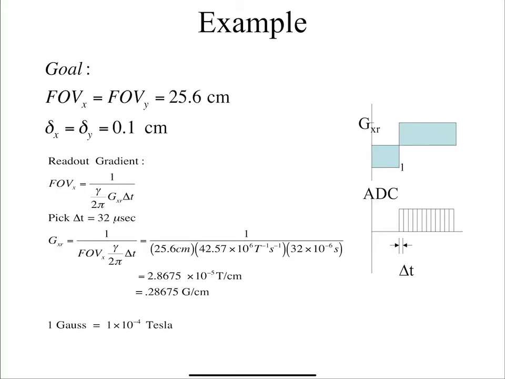Field of view of x equals field of view of y equals 25.6 centimeters. So delta x and delta y are all equal to 0.1 centimeters. The first thing you should do when you're looking at a problem like this is figure out, how big is my image? How many voxels is my image? 256 by 256, right? So I know at the end of the day I want a 256 by 256 image.